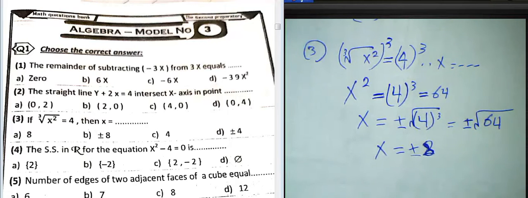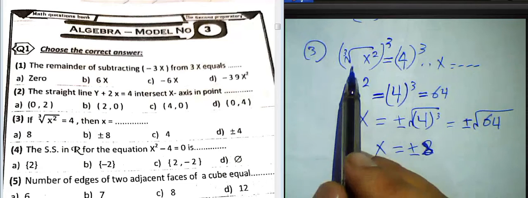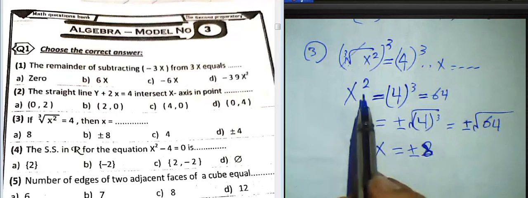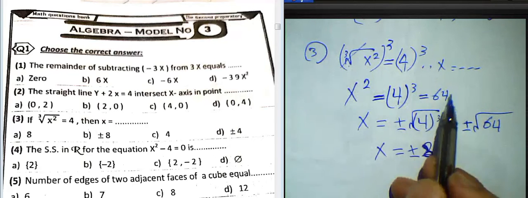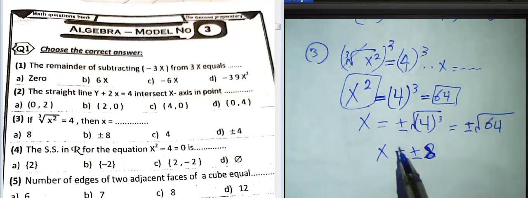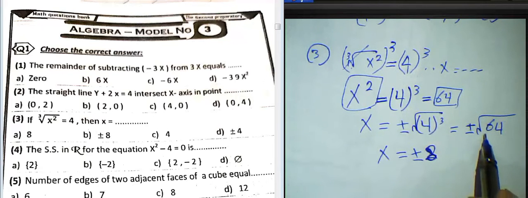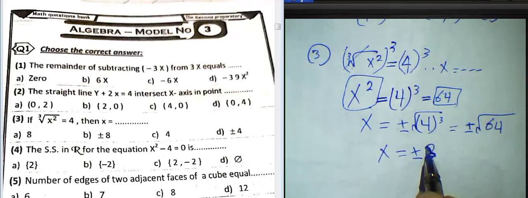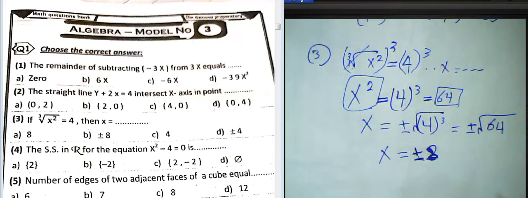Okay, first we take power 3 on the left hand side and right hand side to cancel the cubic root. Then the result will be x power 2 equals 4 power 3 equals 64. x power 2 equals 64. So we must take the positive or negative square root to cancel power 2. The result will be positive or negative 8. x will be positive or negative 8. We must choose letter B for question number 3.